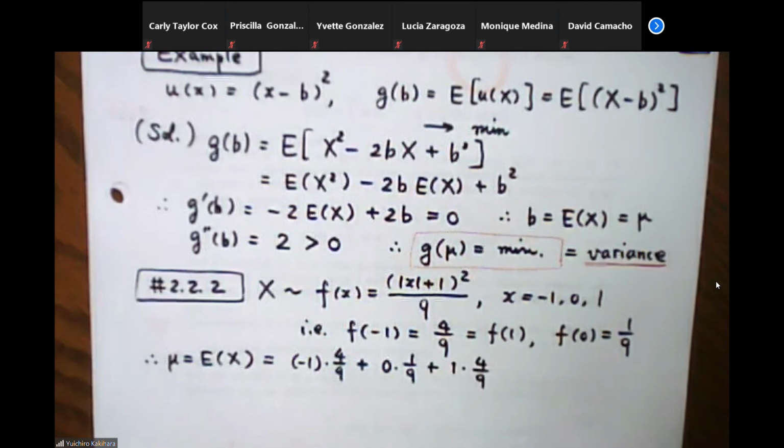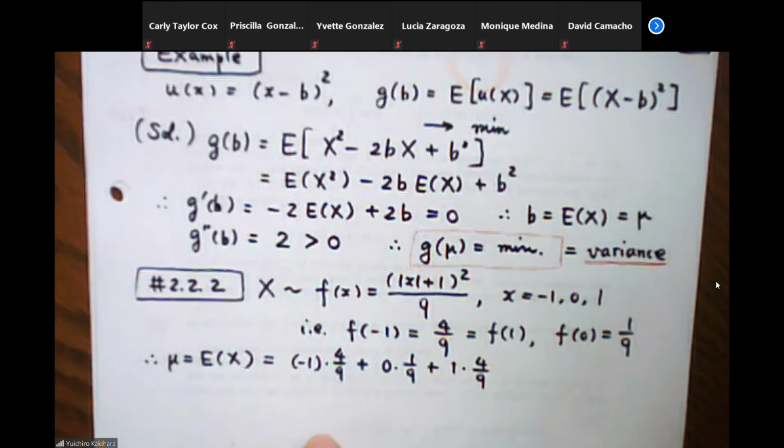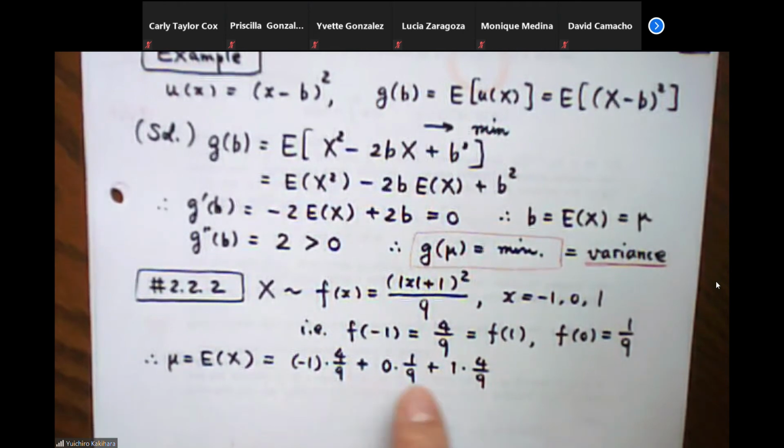This is the expected value. We agree? The value of x times its probability. This is our expected value, or mean. And obviously this term is the opposite of that one, so the sum is equal to 0. Mean is 0.